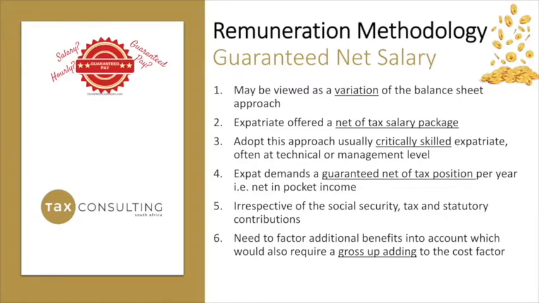Right, and your last remuneration methodology is the guaranteed net salary approach. This is a variation of the balance sheet approach, and the expat is offered a net of tax salary package. You usually adopt this approach where you've got very critically skilled expats who are technical or at a management level. The expat demands a net guaranteed position per year. They actually say, I want to get so much money in my pocket every year or every month, irrespective of your social security, tax and statutory contributions. So remember this, you would have to gross a lot of this up, and that would add an additional cost factor here.